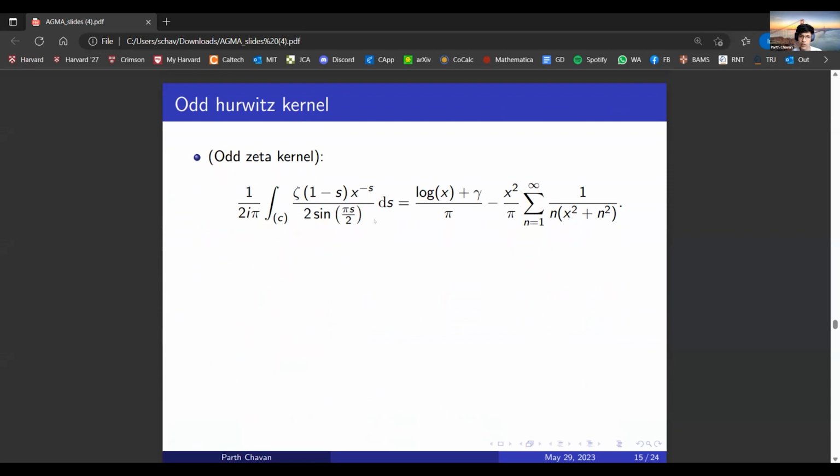This can similarly be evaluated by shifting the line of integration to negative infinity and collecting residues at corresponding poles, and which gives us this partial fraction expansion. We now refine the odd Hurwitz kernel as we had refined the Ramanujan kernel.